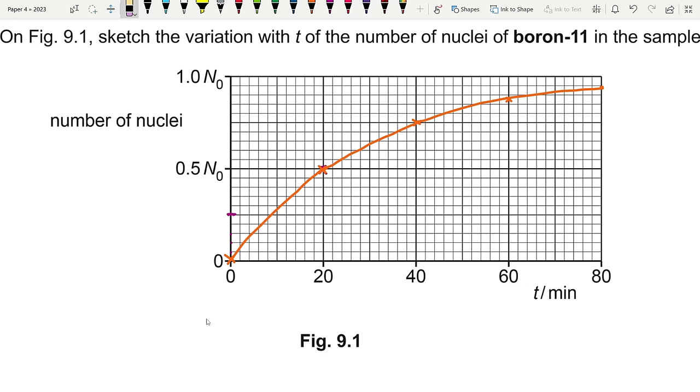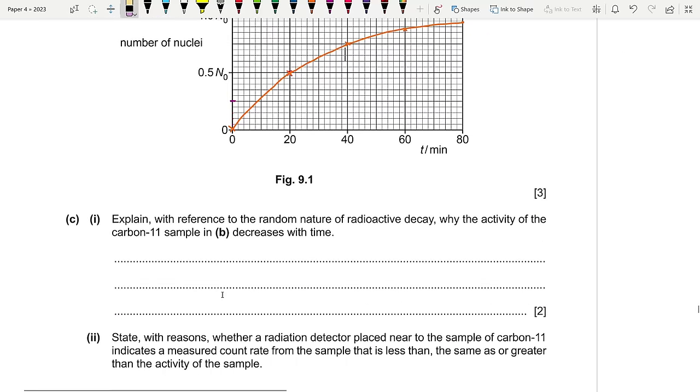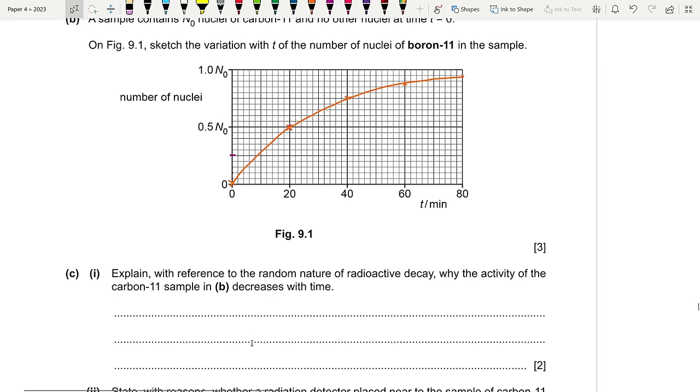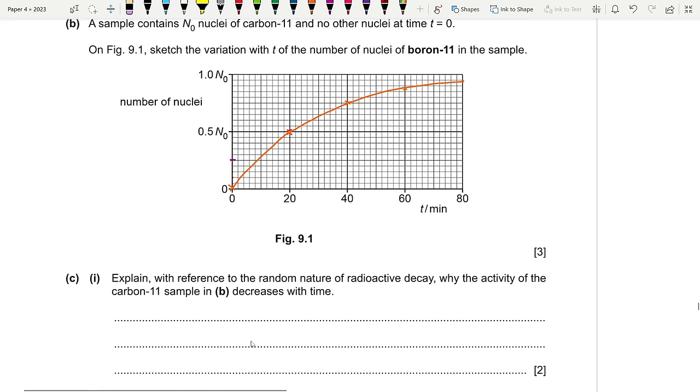Exponential, extending from 0 to 80 with gradient of steadily decreasing magnitude. Line passing through 0, 0, 20.5, 40.75. Perfect. What's next? Explain, with reference to the random nature of radioactive decay, why the activity of the carbon-11 sample in B decreases with time. Okay, good question. I haven't seen this before.